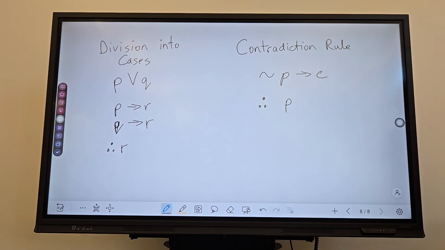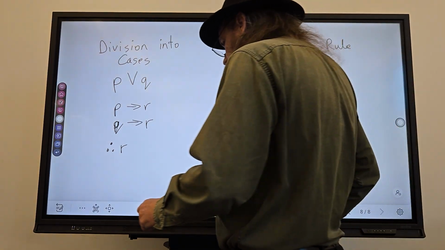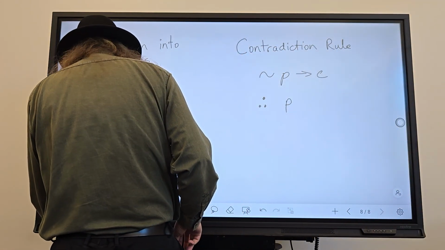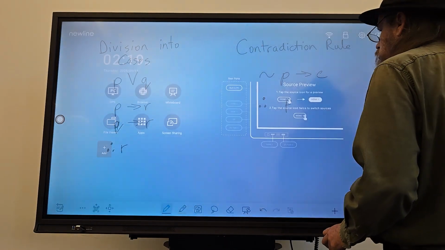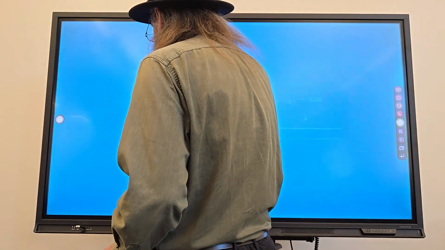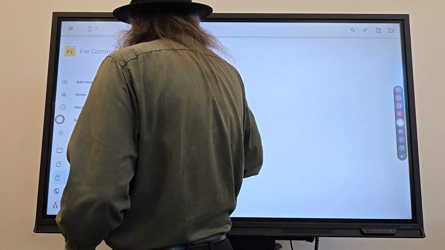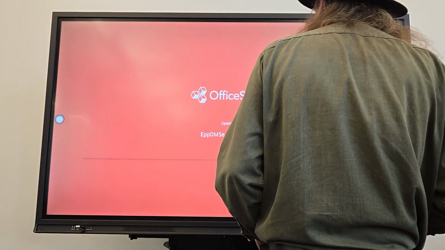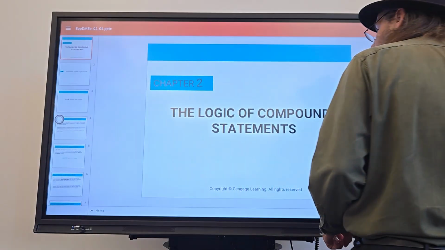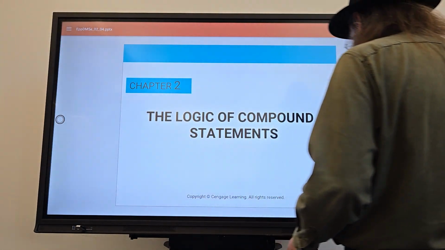I'm going to go on to the next section. I don't have my notes complete for that. Computer error on my part. So I have the slides from the book that we can go by. There we go. Hopefully these slides work out right.